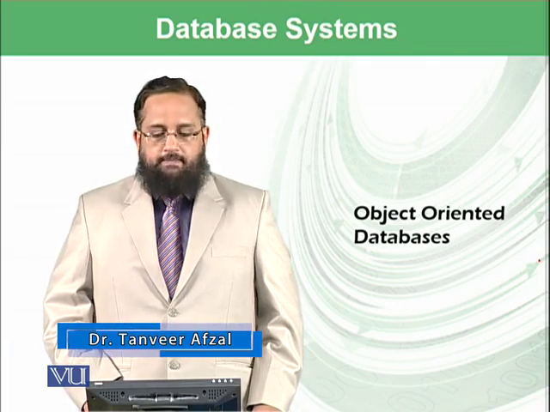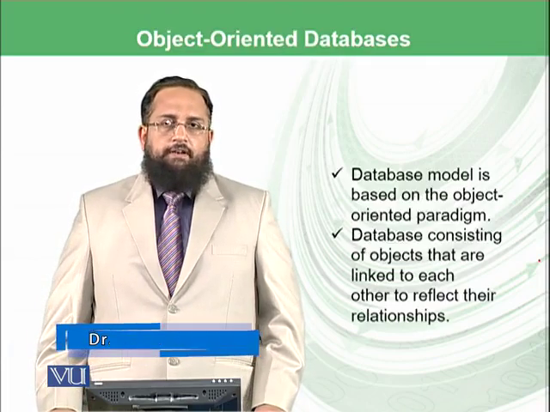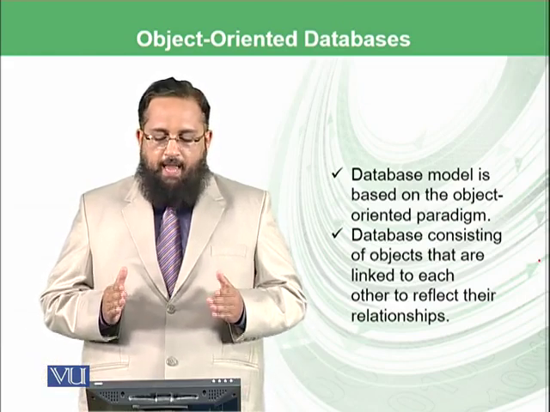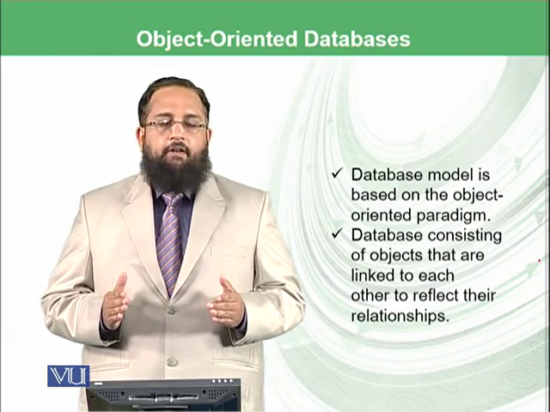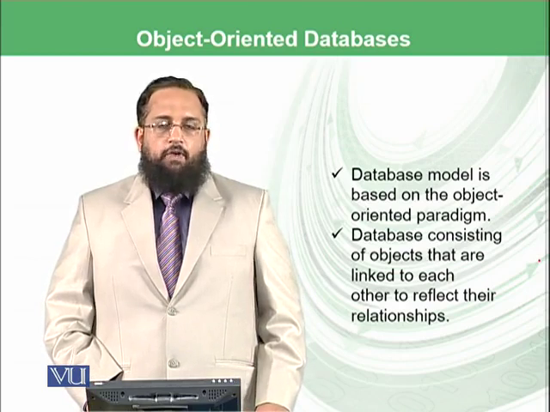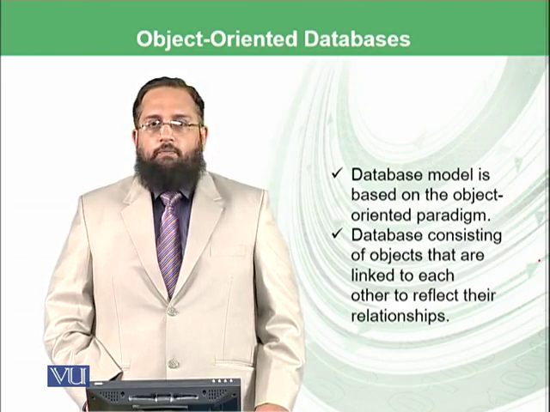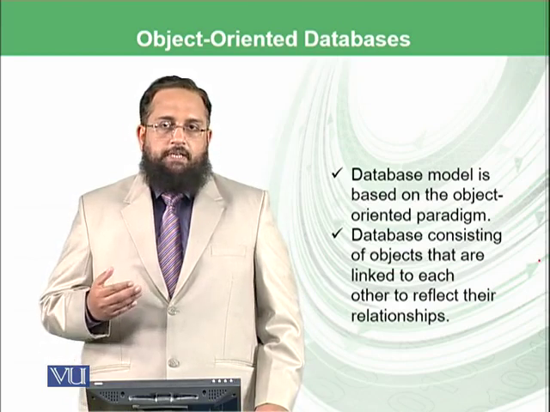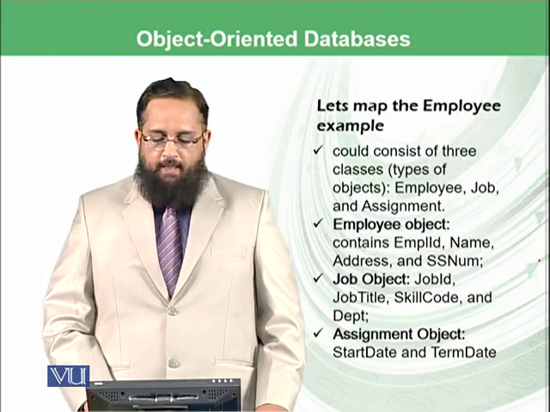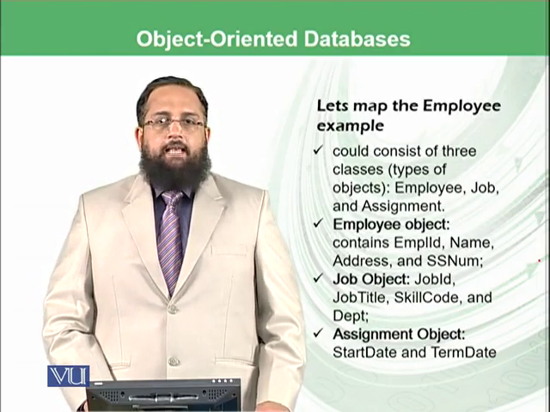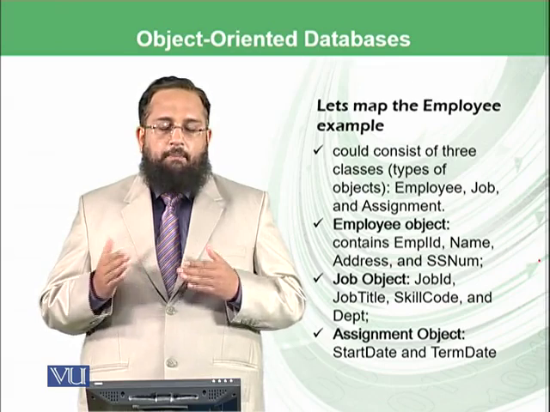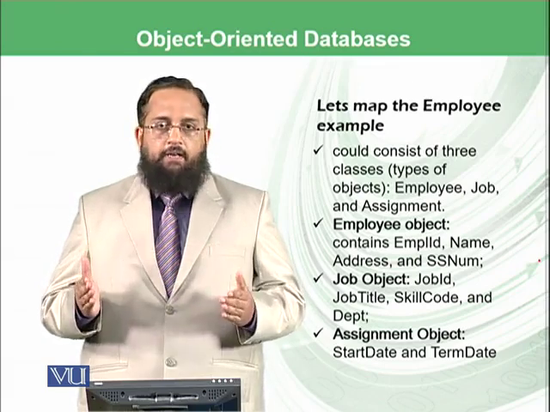objects and classes. So in object-oriented databases, the database model is based on the object-oriented paradigm, and the database consists of objects that are linked to each other to reflect their relationships. We have talked about previously that one object will hold all of its characteristics and functionalities within itself. So let's try to map the example of employee, which we were discussing in the relational database model, which has employee, their assignment, and their jobs.